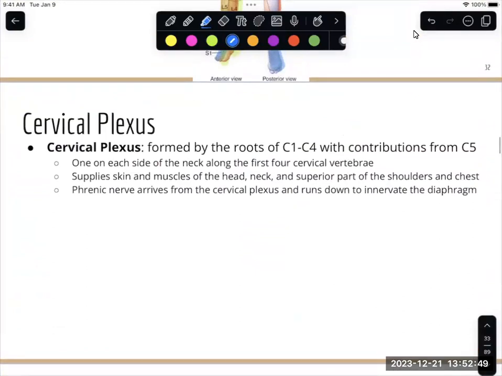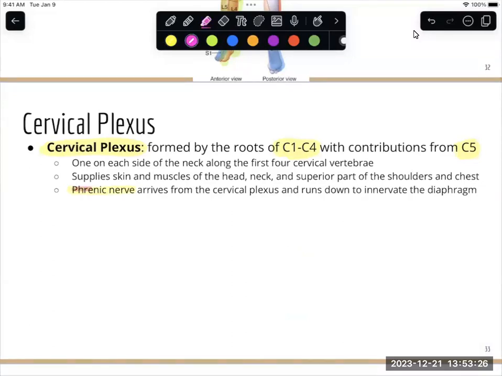So let's start looking at our different plexuses. Our cervical plexus is C1 to C4. Sometimes there's C5, it just depends, because C5 technically goes to the phrenic nerve, which is the nerve that goes to the diaphragm. And that nerve comes out of the cervical plexus, listed right here.